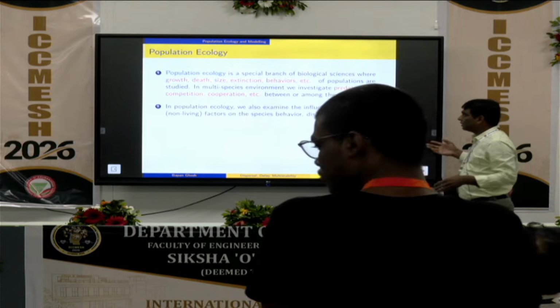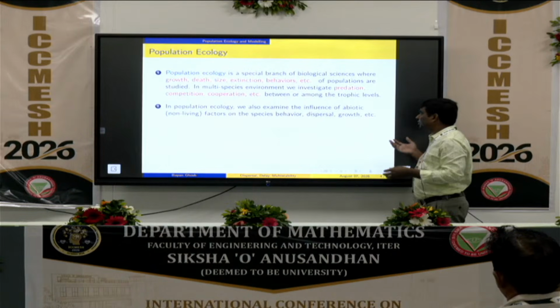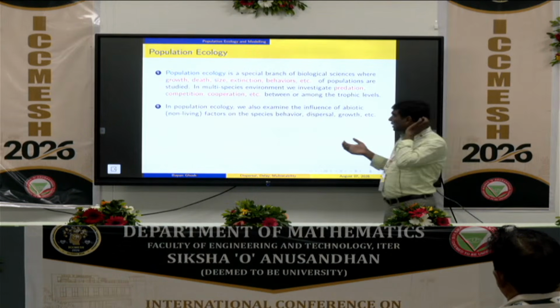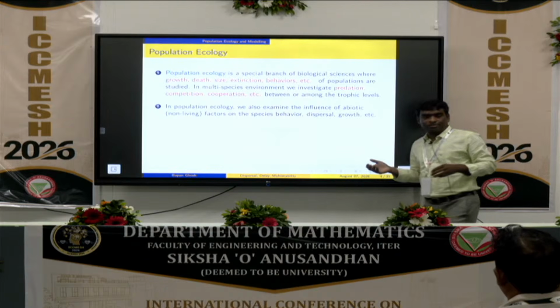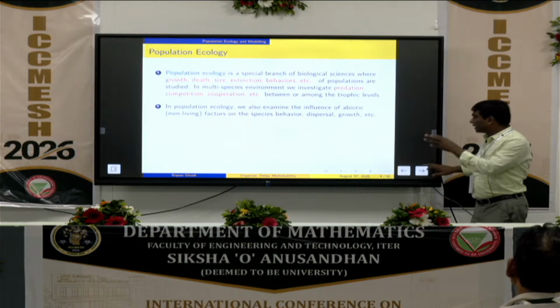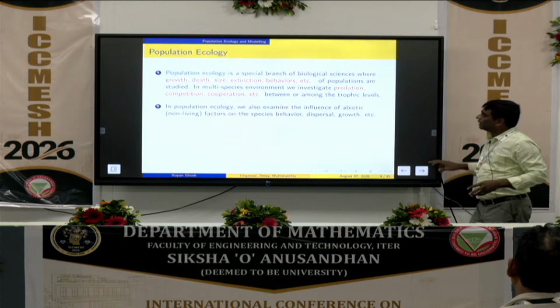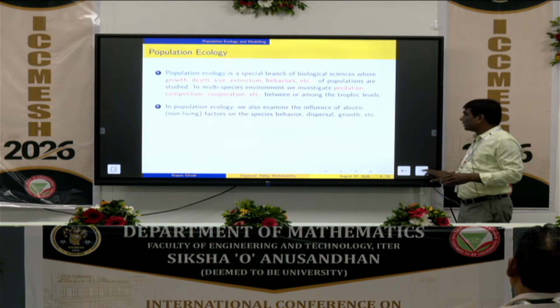And not only that, there may also be some influence of abiotic factors in the environment where the species behavior can change, they can disperse from one place to another and so on. So, these are the main key pieces of information that we look for in population ecology.